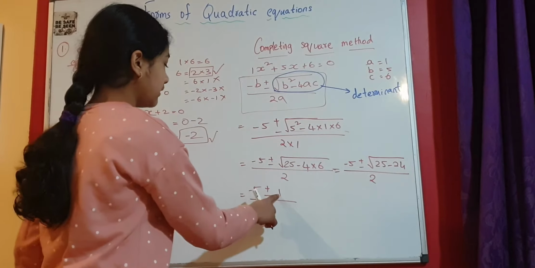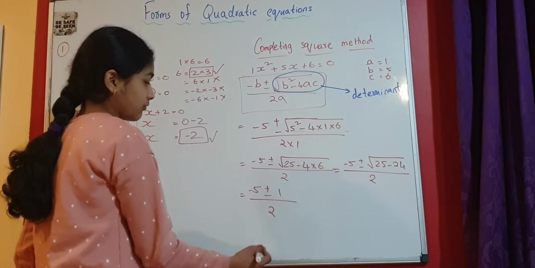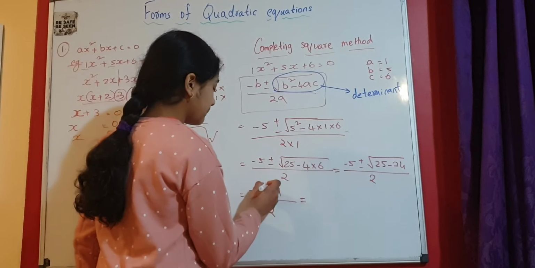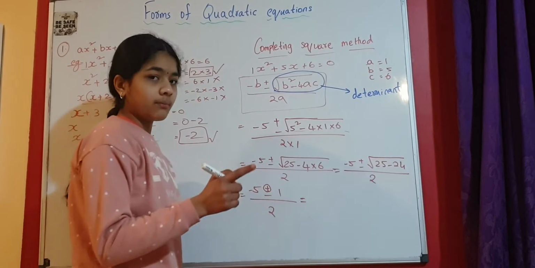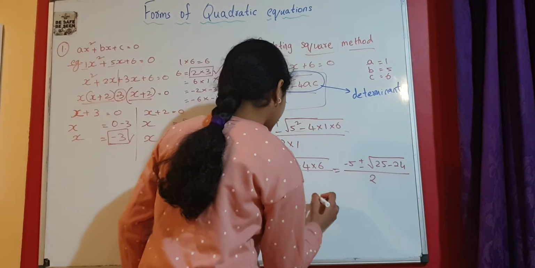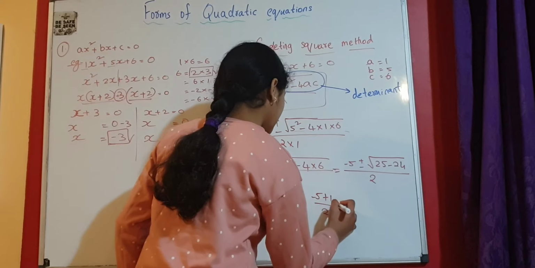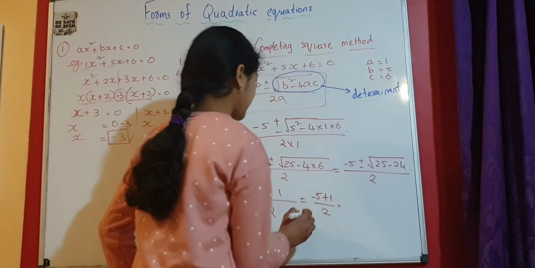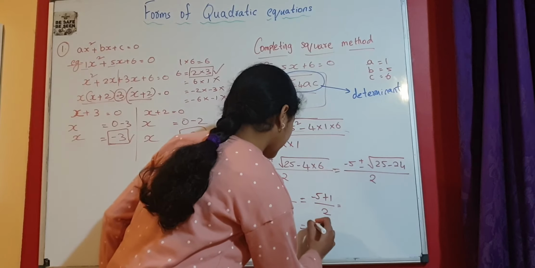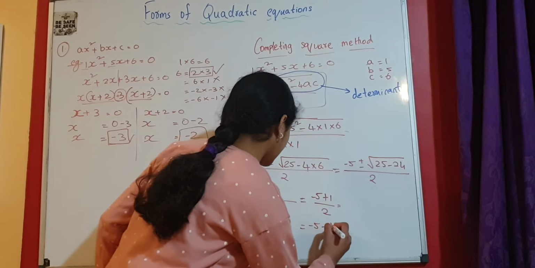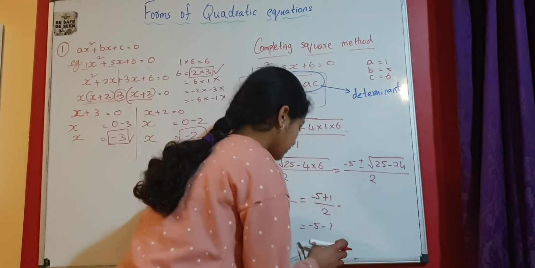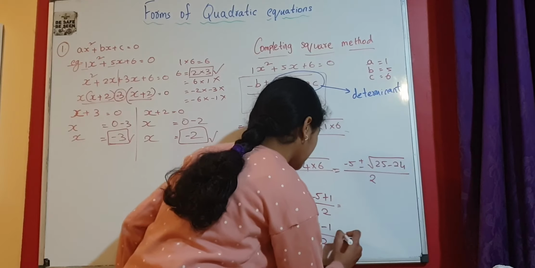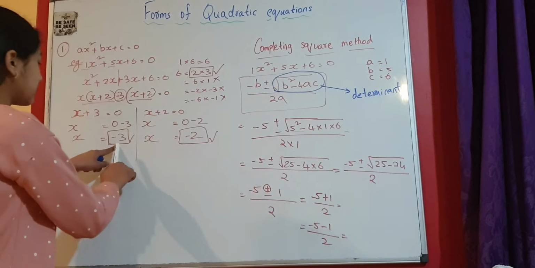So we got determinant 1, minus 5 plus or minus 1 upon 2. Now let us take plus first. Minus 5 plus 1 upon 2 is equal to, we have to solve this one. And there is one more answer, minus 5 minus 1 upon 2. So here we got minus 3 and minus 2.